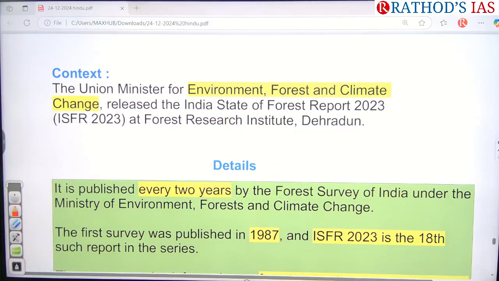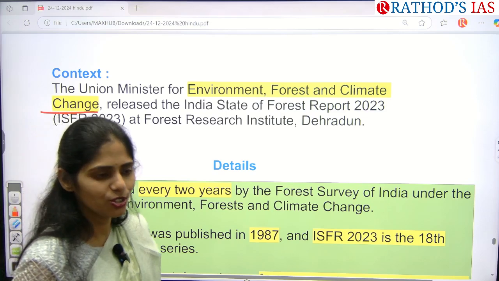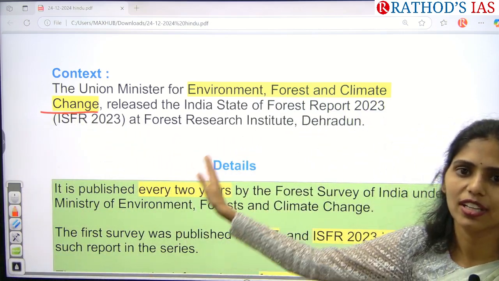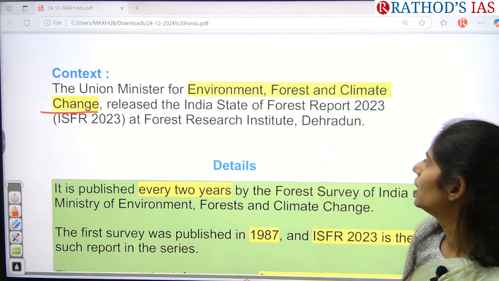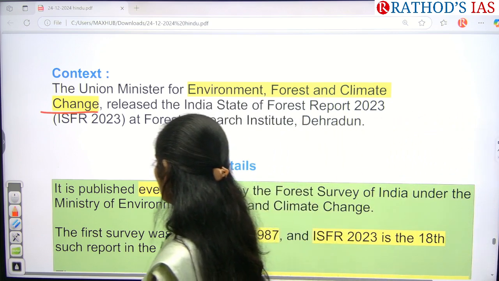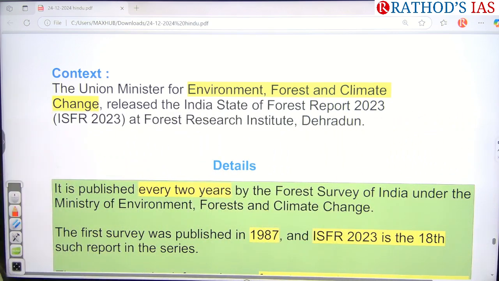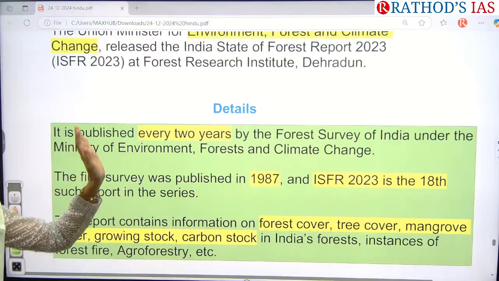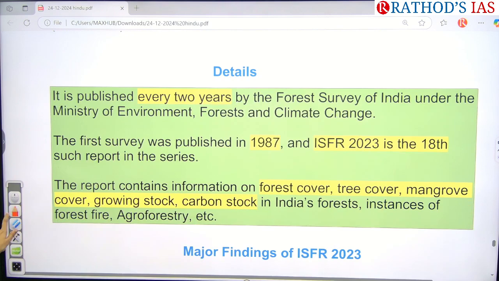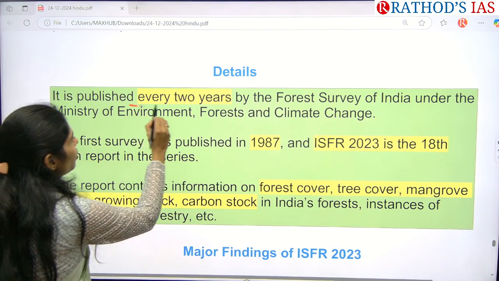The Union Minister for Environment, Forest and Climate Change released the India State of Forest Report. From this statement you can get a question like which of the following ministries released this report. It is the Ministry of Environment, Forest and Climate Change. If you see the facts, this report is released every 2 years. It was released in 2023, so in 2025, that is 2026, again this report will be released.